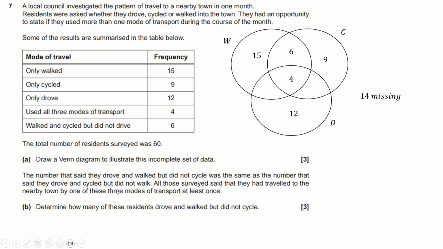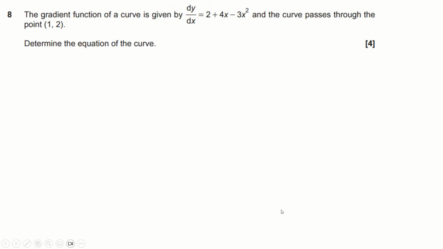Apparently everyone uses at least one form of transport, so there's nobody on the outside. And now also apparently this area is equal to this area. That's what the paragraph says. There are 14 missing, so therefore 7 and 7 are going to be these two, and the answer is 7.